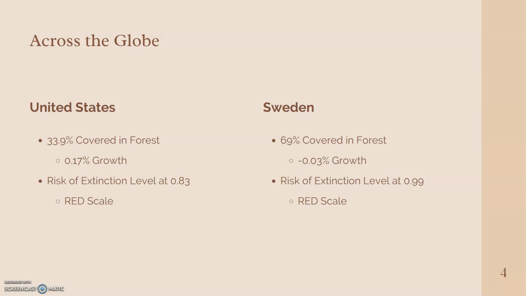And then with Sweden, 69% is covered in forest. So there's a lot more forest coverage in that country, but it's actually deteriorating at a negative growth rate. The risk of extinction level there is really low. The closer to one, the lower the level of extinction risk. So it's actually doing really good.